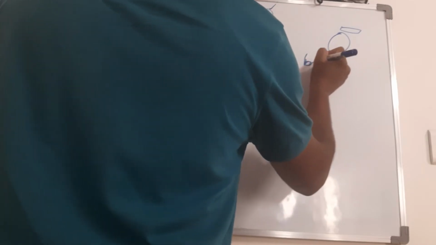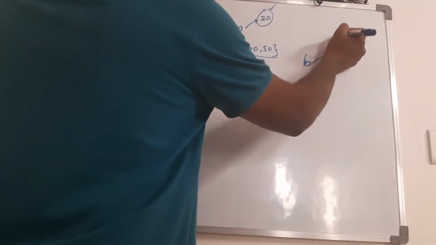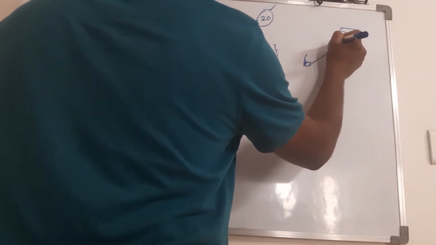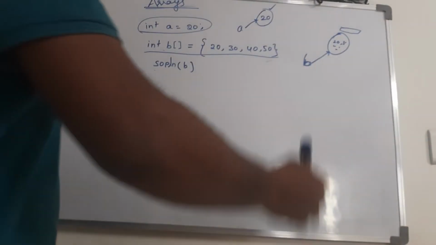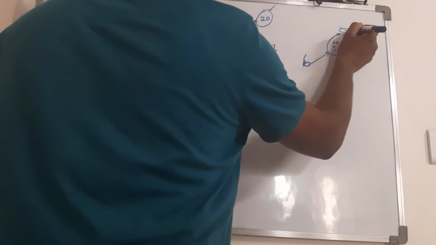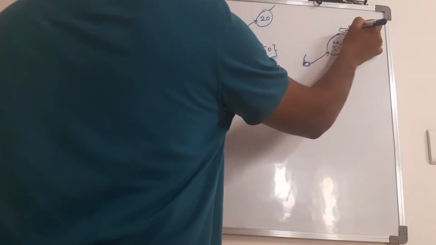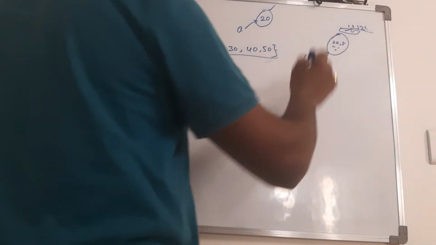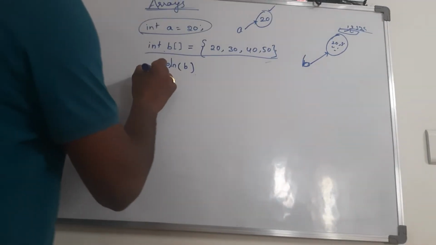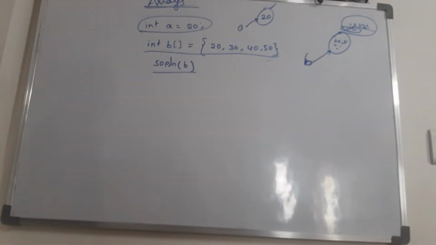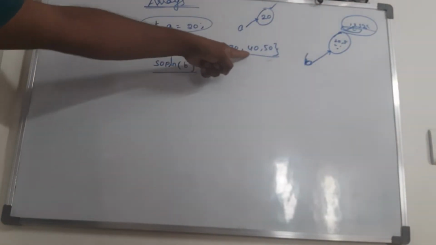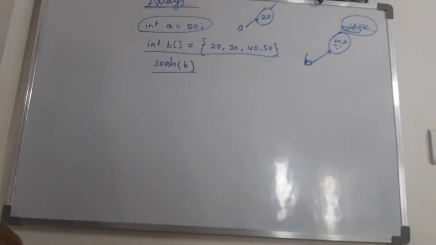b is a variable name, and an object is created. Within that object, 20, 30, 40, 50 values are there. And this object has some name, like 1, 2, 3, X, Y, Z. So if I try to print like this, it will print this address. We cannot print all the values directly.